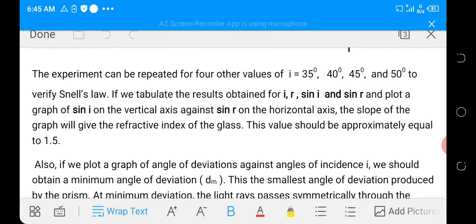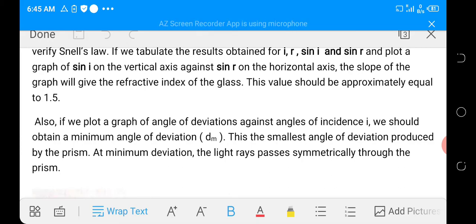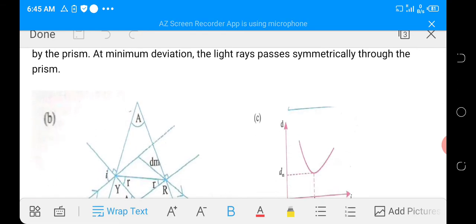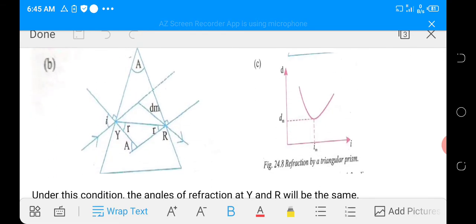Also, if we continue varying the incidence angle, there will be a particular angle where we are going to get a minimum deviation through the prism. And at minimum deviation, the ray passes symmetrically through the triangular glass prism as shown. When this is done, the refraction at the two surfaces will be the same, and the refracting angle is equal to the sum of these two refractions.